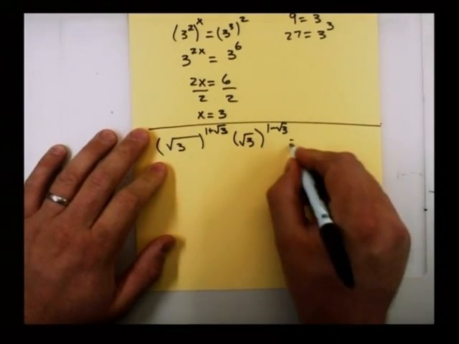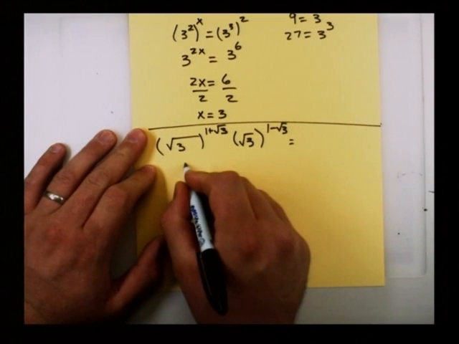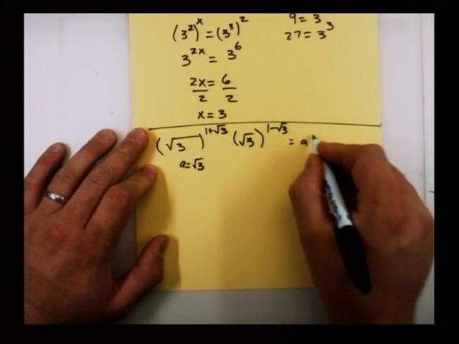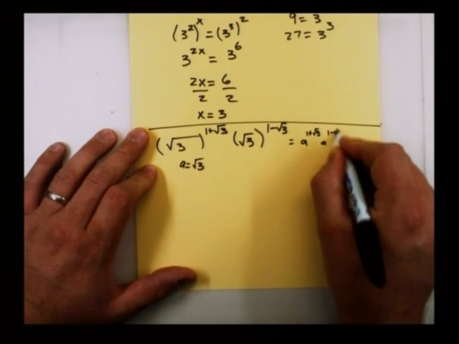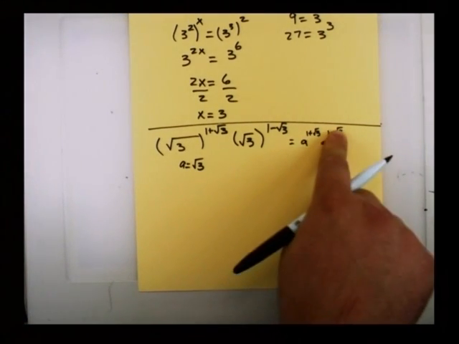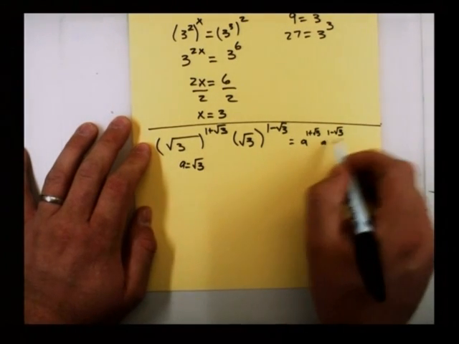So let's rewrite the problem just in a little different version. Let's replace square root of 3 with a. So we have a to the power of 1 plus square root of 3 times a to the power of 1 minus square root of 3. So we have a base to a power times a base to a power. What do you do with those exponents? You add those puppies together. You combine those by adding.